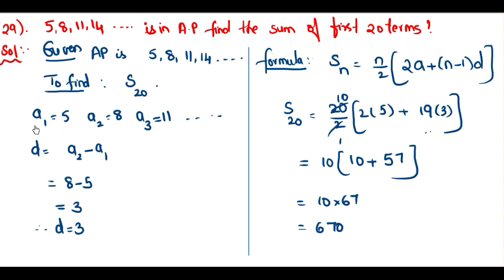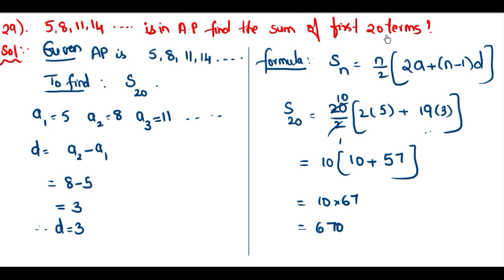So identifying each term, A1 the first term will be 5, A2 the second term will be 8, A3 the third term will be 11 and so on. Because it is an AP, we can find the common difference, that is A2 minus A1 will give us common difference. So 8 minus 5 is nothing but 3 is the common difference.